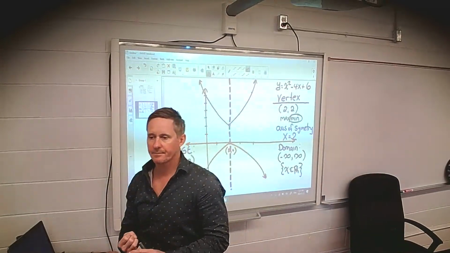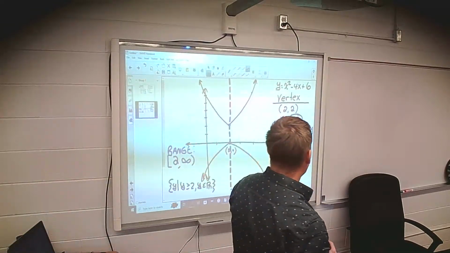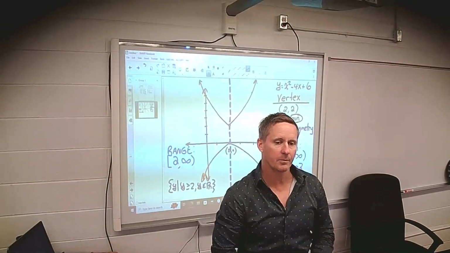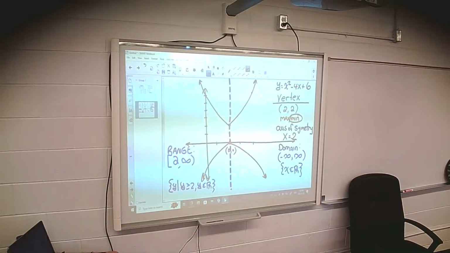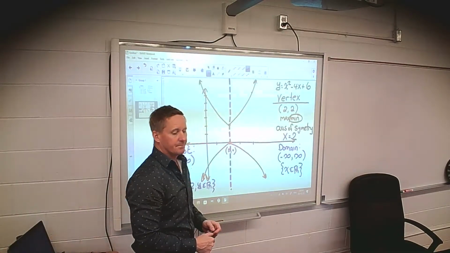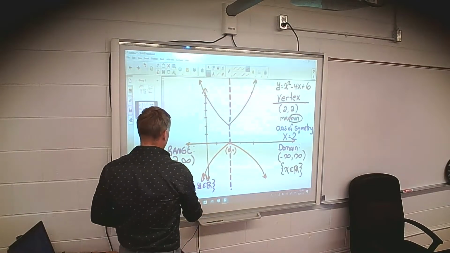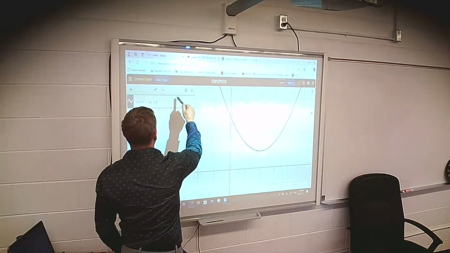So going back to my vertex, it tells me the equation of the axis of symmetry, x equals whatever the x value is. It tells me whether it's a maximum or minimum value based on whether it opens up or down. If it opens down, it's maximum. If it opens up, it's minimum. And the y value will tell me the range each time. So what is the a? The a is the coefficient in front of the x squared. So far, so good?